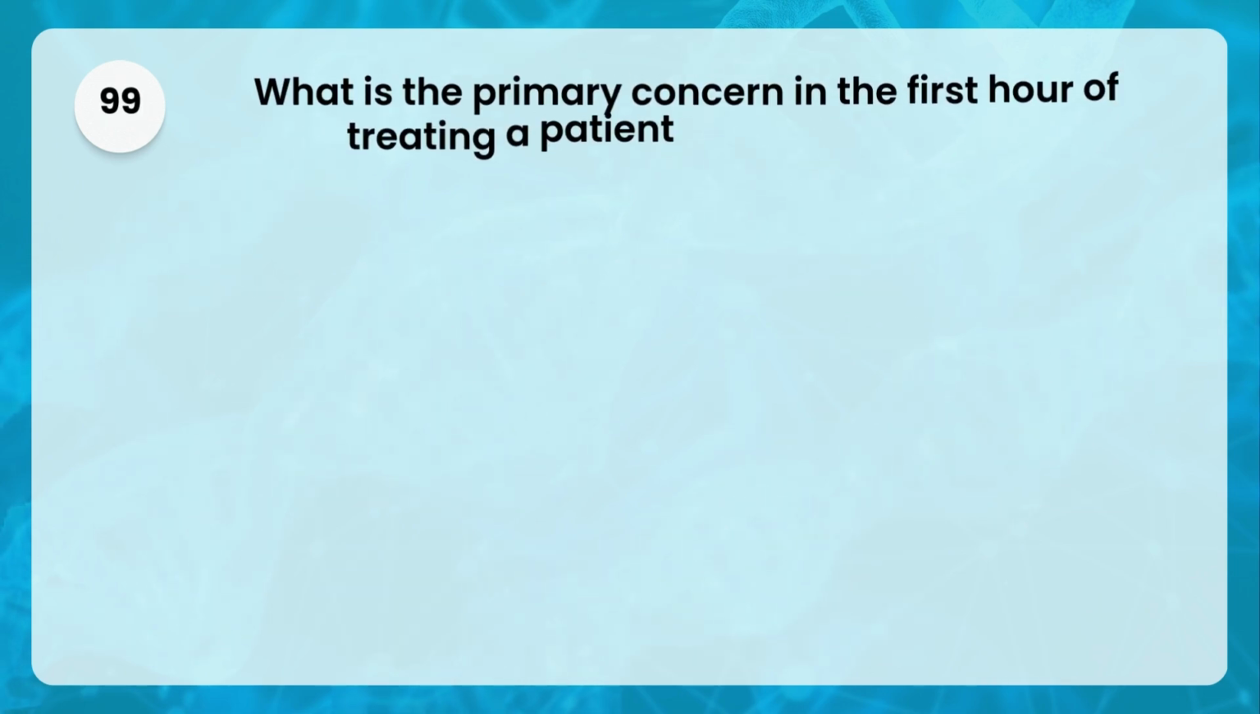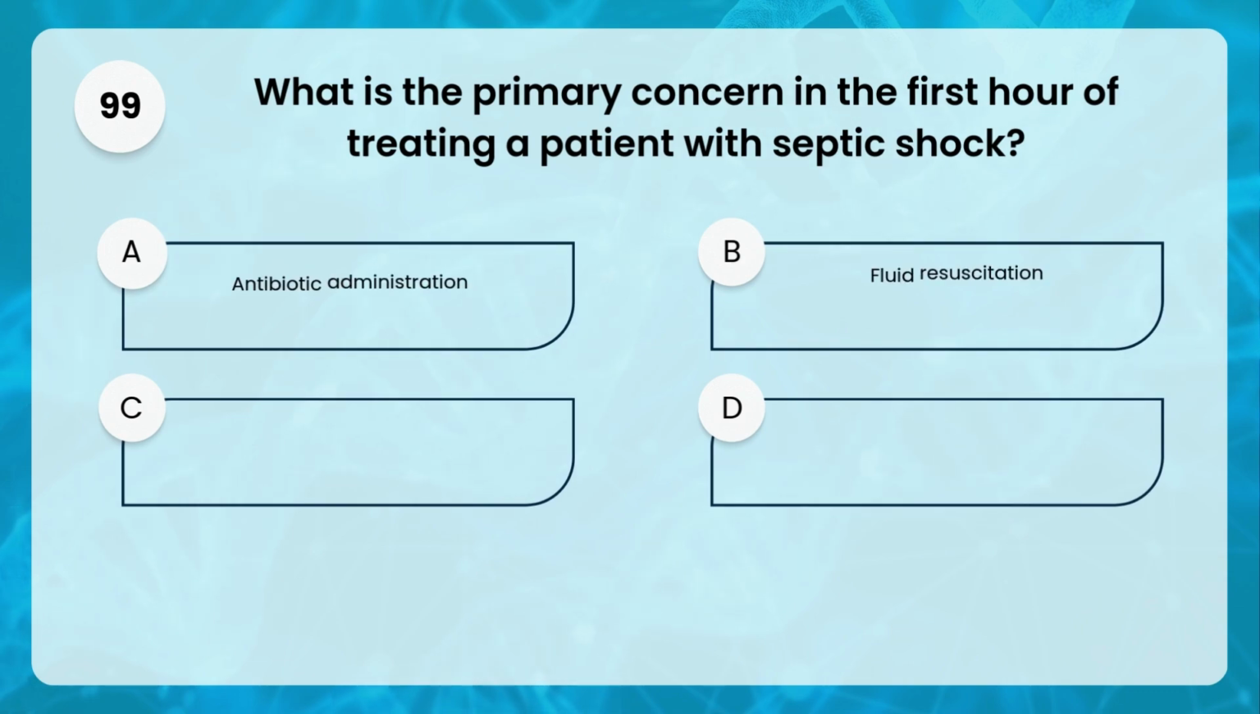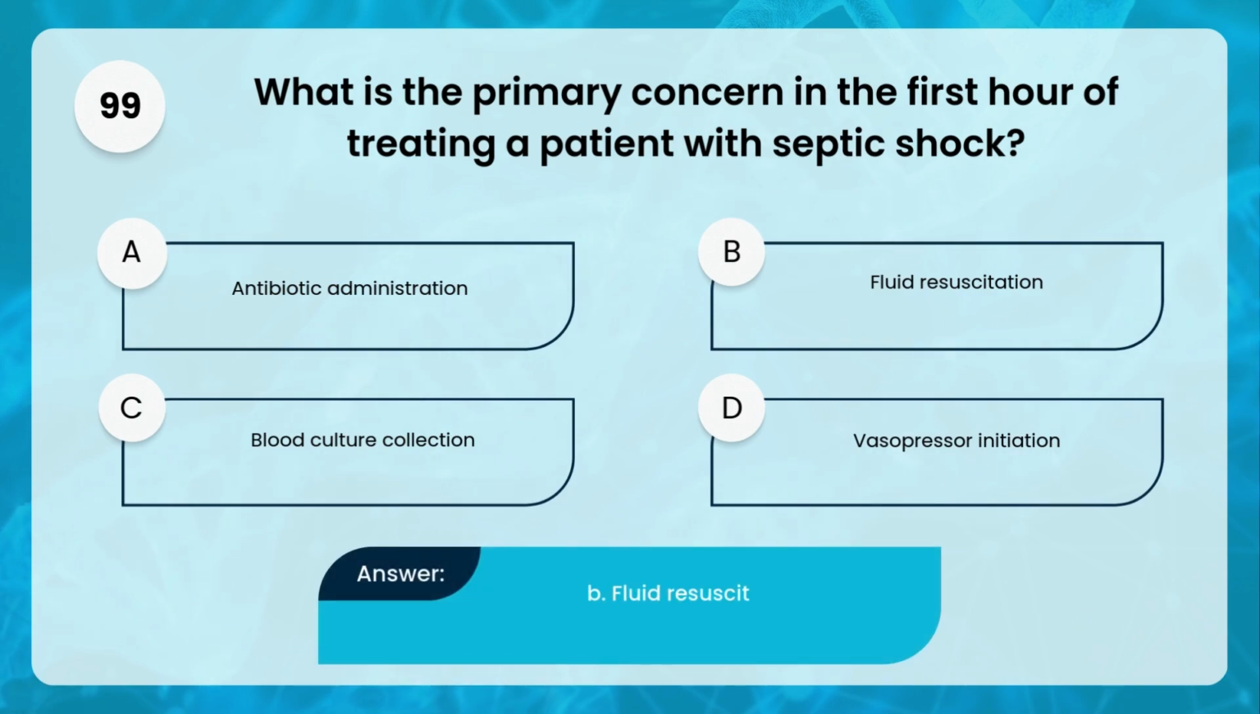99. What is the primary concern in the first hour of treating a patient with septic shock? A. Antibiotic administration. B. Fluid resuscitation. C. Blood culture collection. D. Vasopressor initiation. The answer is B. Fluid resuscitation.